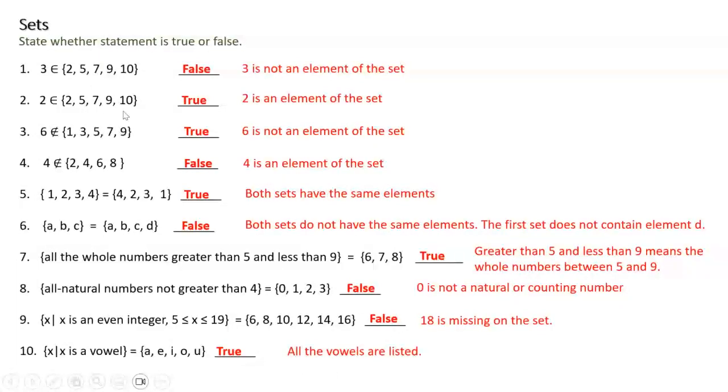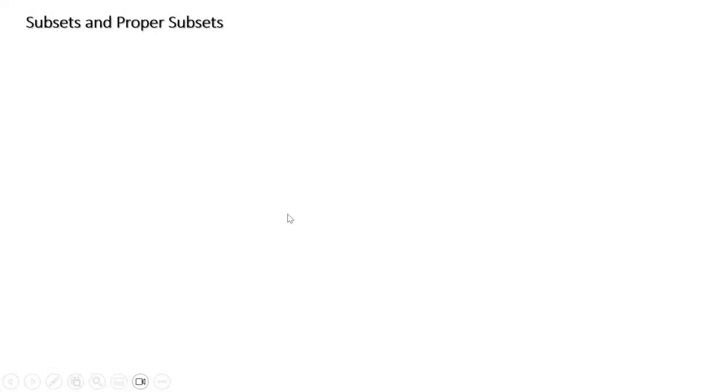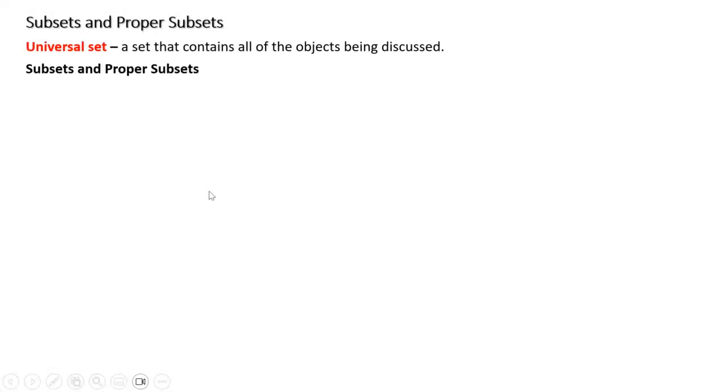Now these are some from the homework, exactly the way they are there, but maybe they'll be a little bit different. The concept is there, but that's from the homework. Now these are more definitions that you have to know. The universal set is a set that contains all of the objects being discussed.